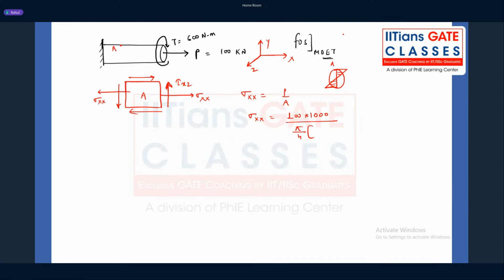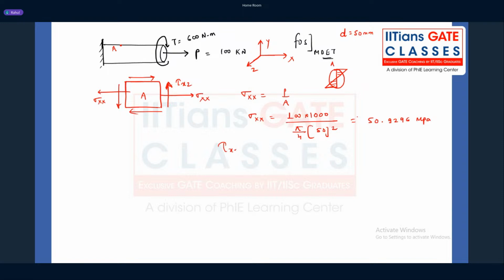What is the diameter, guys? The diameter they have given 50 mm. 50 square. So if you try to note down the values, what you can write? 100 into 1000 into 4 over pi over 2500. So you are going to write 50.9296 megapascal.